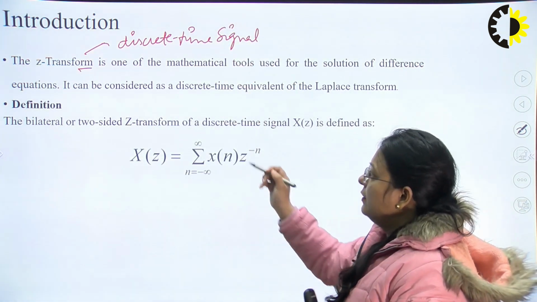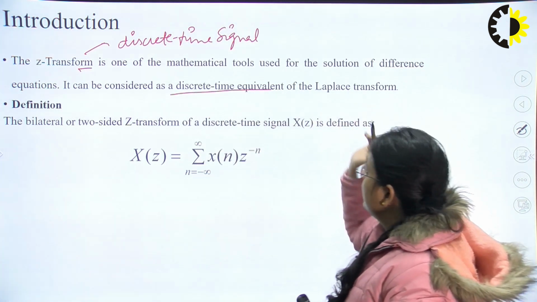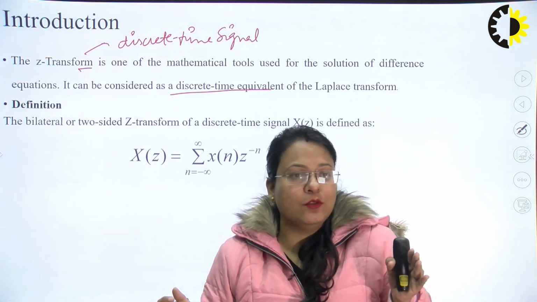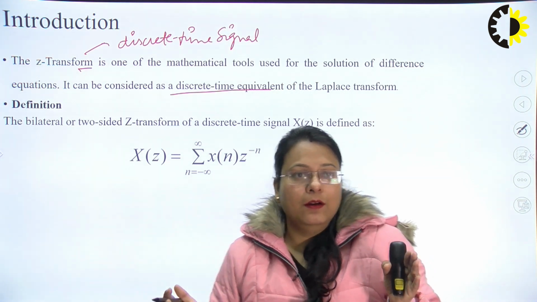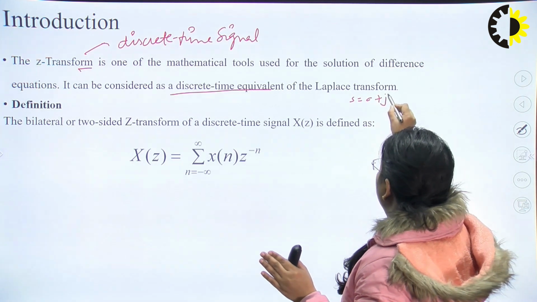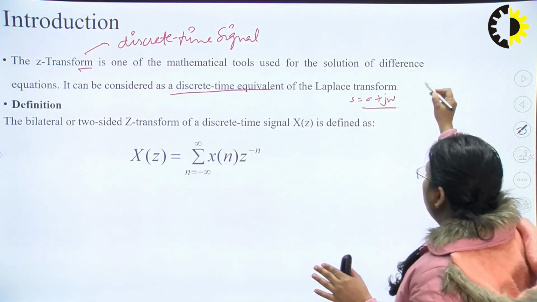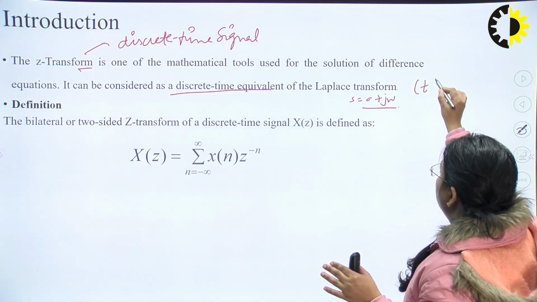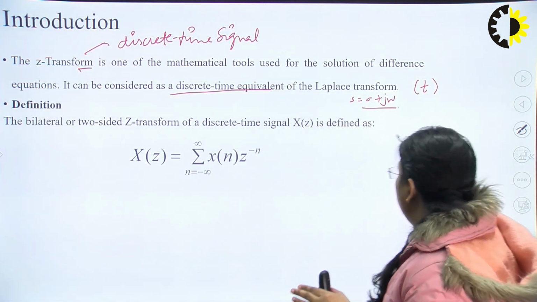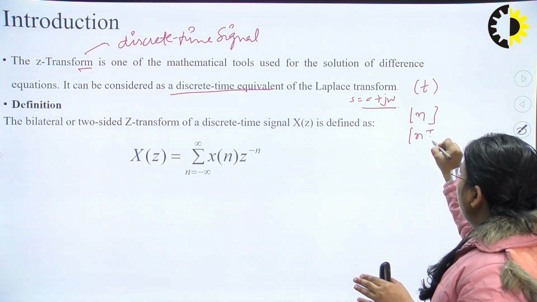So you can say that the Z transform can be considered as the discrete time equivalent of the Laplace transform, right? In the Laplace transform we are using the operator s, which is equal to sigma plus j omega. And in the case of a continuous time signal we use the round brackets with t inside, but for discrete time signals we use square brackets, either with n or nT.